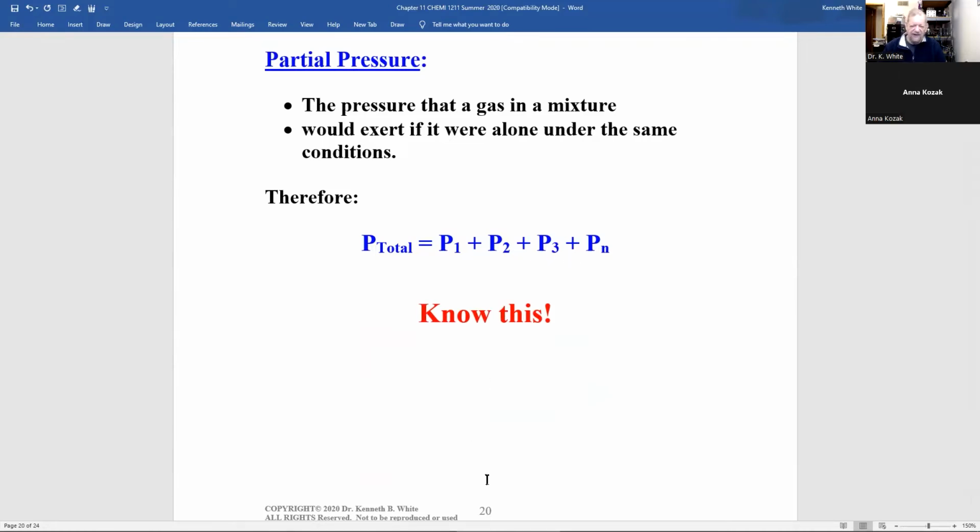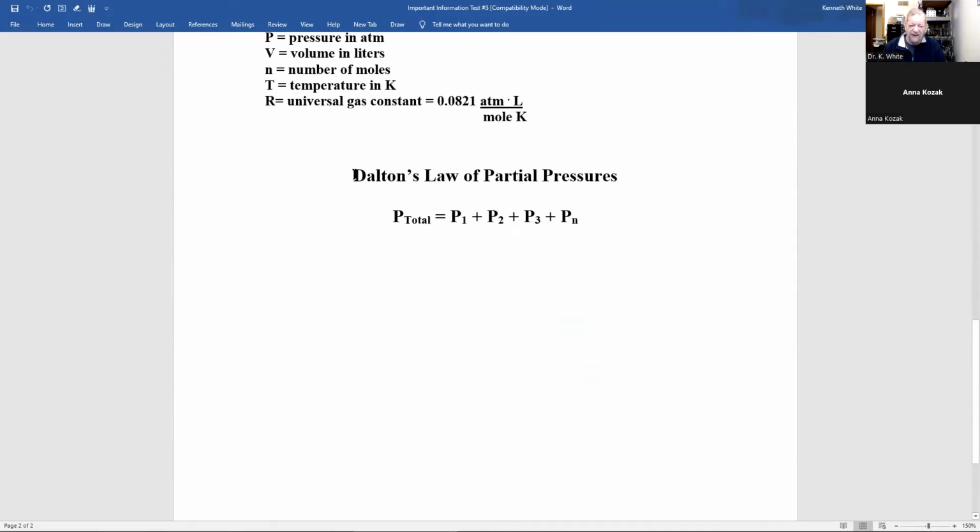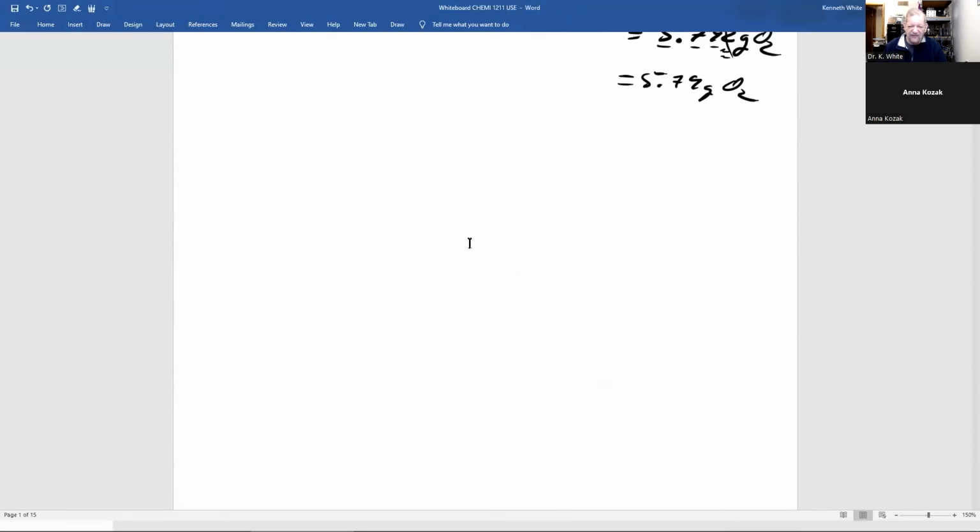And just to remind you, in case you forgot it, important information, quiz number 3 will have the following: Dalton's law of partial pressures, and I have P total equal P1 plus P2 plus P3 plus Pn. Pn means if there was 5, it'd be P4 and P5, but there's only whatever we have in there. So now let's have fun with Dalton's law of partial pressures.